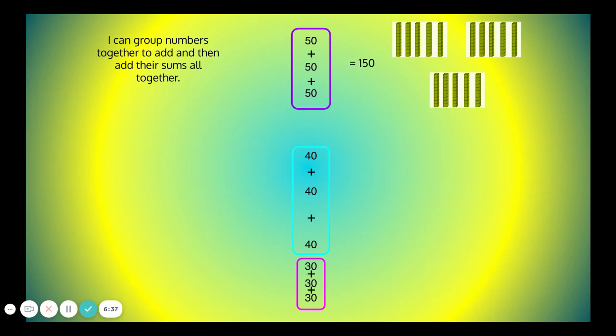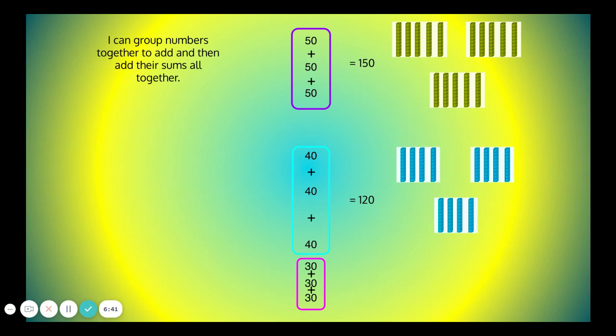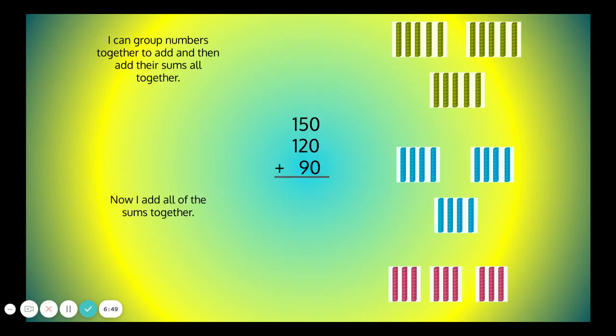Now I'm going to do the same with the 40s. 40 plus 40 plus 40 gives me 120, and 30 plus 30 plus 30 gives me 90. Well, now that we have each of the groups, we simply put them all together. We keep our place values lined up.